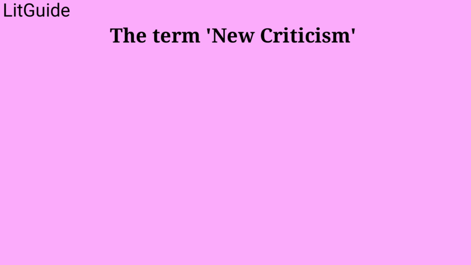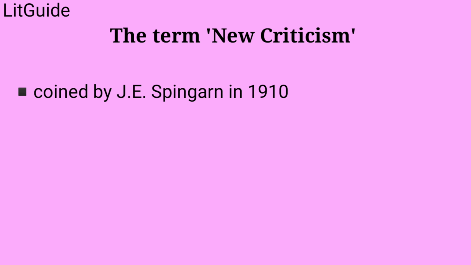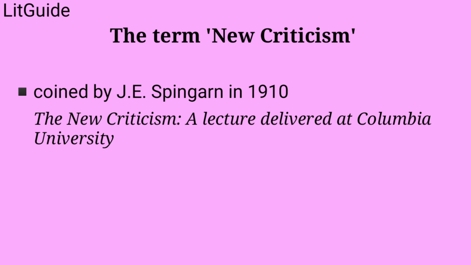The term new criticism was coined by J.E. Spingarn, an American educator and literary critic, in the year 1910, in The New Criticism, a lecture delivered at Columbia University. In this, he had explained his philosophy to view a work of art in its own terms without focusing on genre, historical setting, etc.